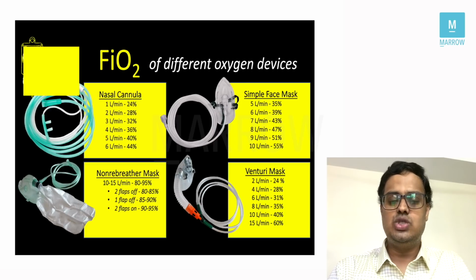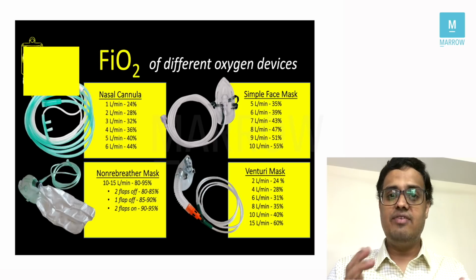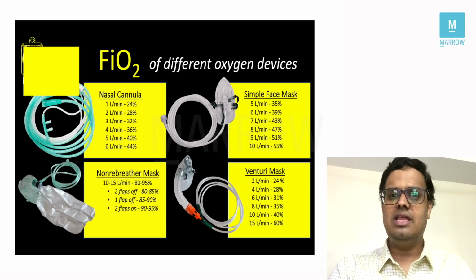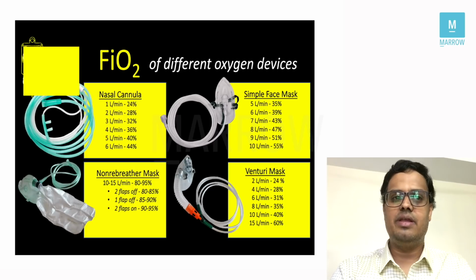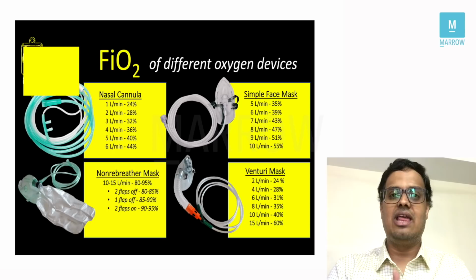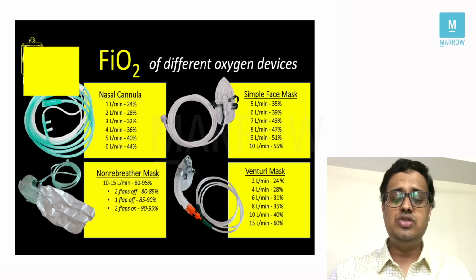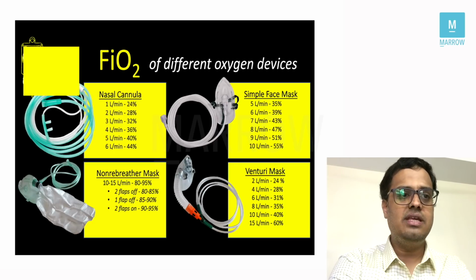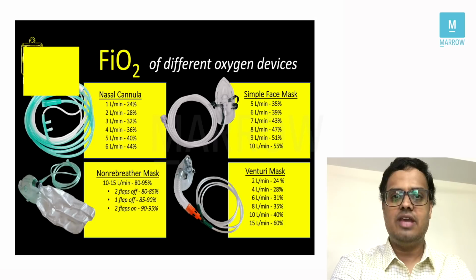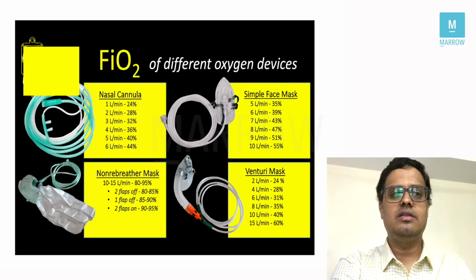The other one is a Venturi mask, which is a fixed performance device. In all the above devices, like nasal cannulas, simple face mask, and non-rebreather mask, we cannot exactly tell how much percentage. It's an approximate value that we are telling you. But in a Venturi mask, you can see here, it is a color-coded mask. We have already discussed it in detail in the video session.